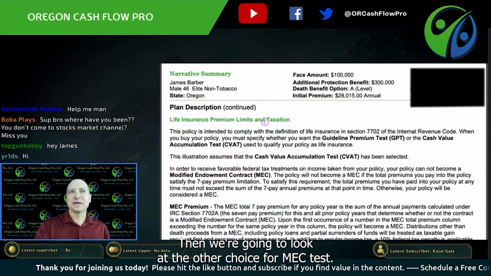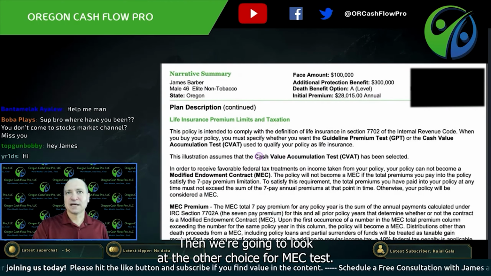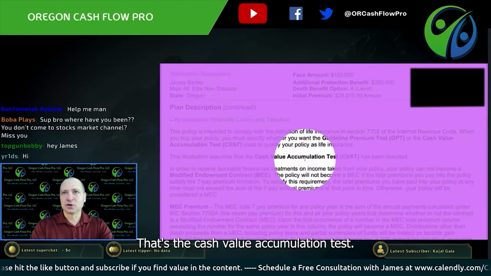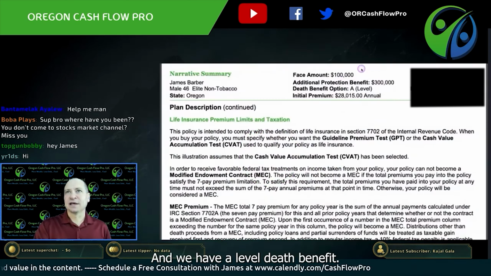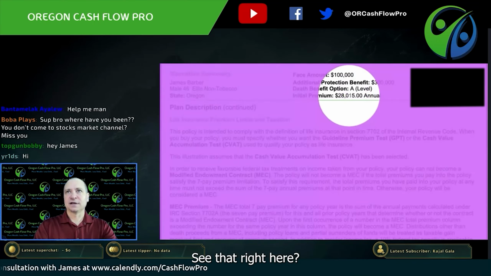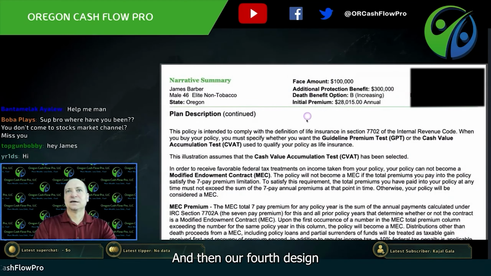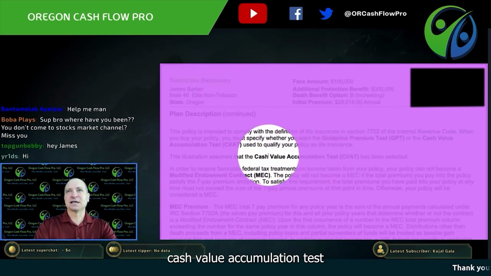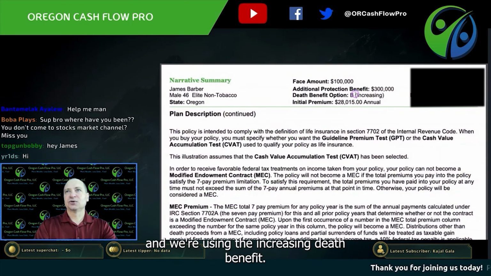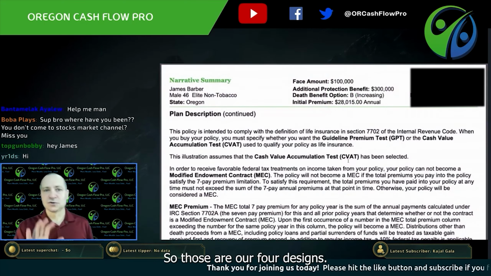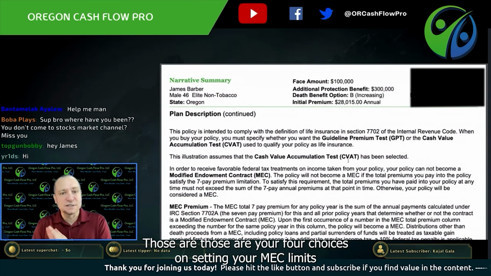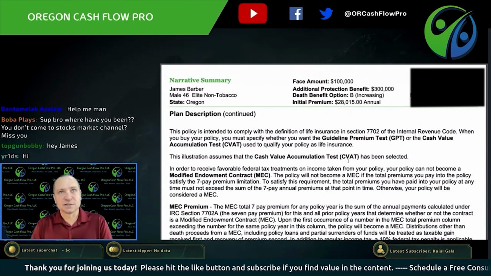Then we're going to look at the other choice for a MEC test. That's the cash value accumulation test. And we have a level death benefit. See that right here, level death benefit. And then our fourth design, cash value accumulation test, and we're using the increasing death benefit. So those are our four designs. Those are your four choices on setting your MEC limits.